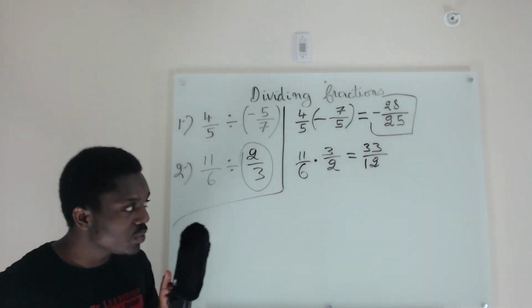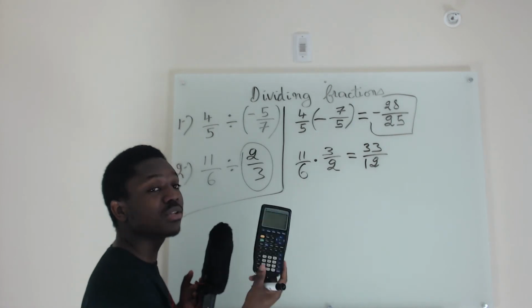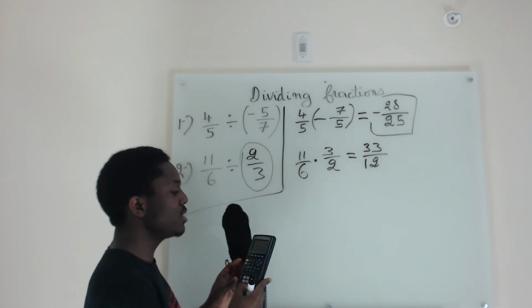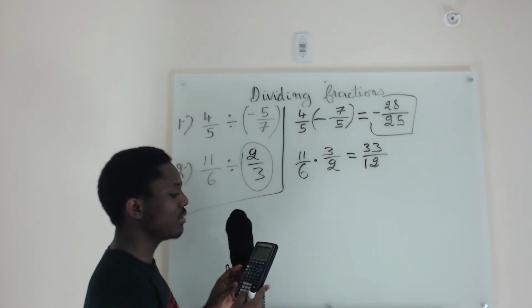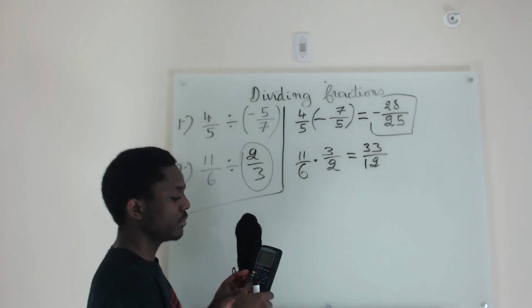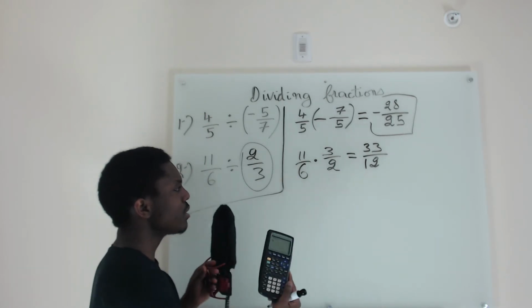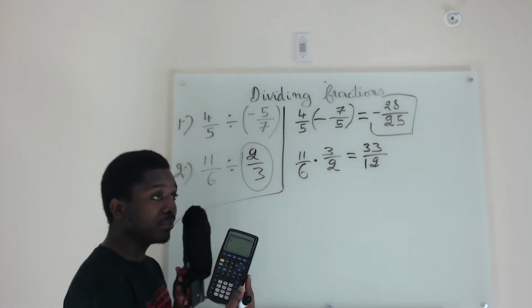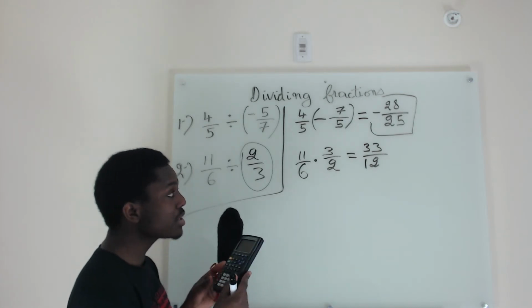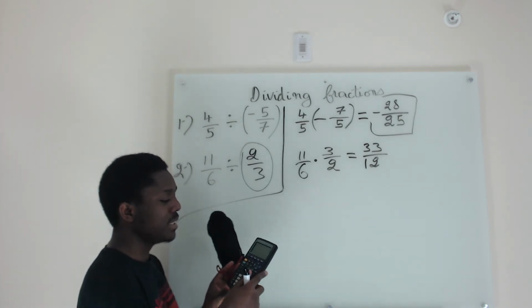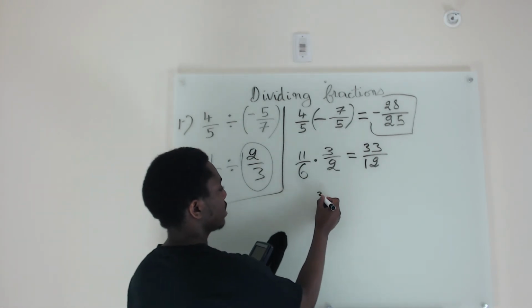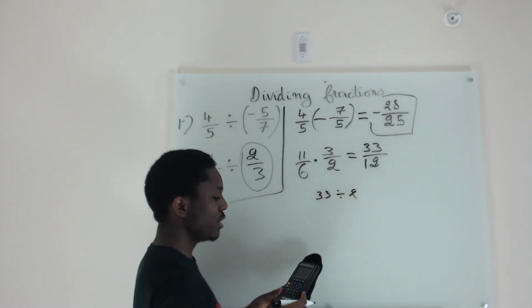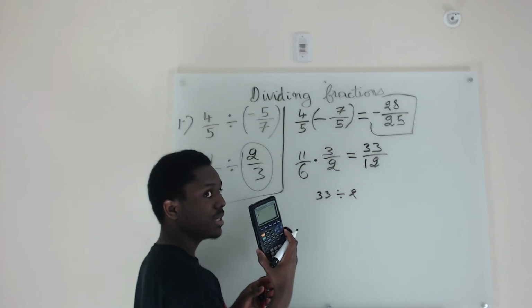What we can do is I can take my calculator, this is the TI-83 Plus, and I can put 33 divided by 12. The answer is 2.75. However, we don't want a decimal number. We want to leave the answer as a fraction. So the way you do that is you take the number 33 and you divide by 2, for example. So 33 divided by 2 is a decimal.